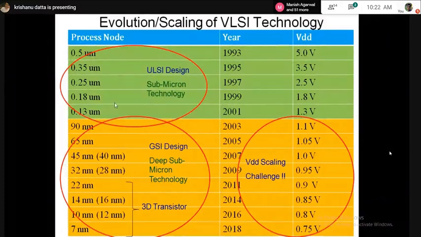So if you cannot guess, I can give you the hints. Can you tell me 0.35 divided by 0.5 is what number? 0.7. 0.7, perfect. 0.25 by 0.35? 0.7. 0.18 by 0.25? 0.7. Yeah. So this is what will continue till 7 nanometer.